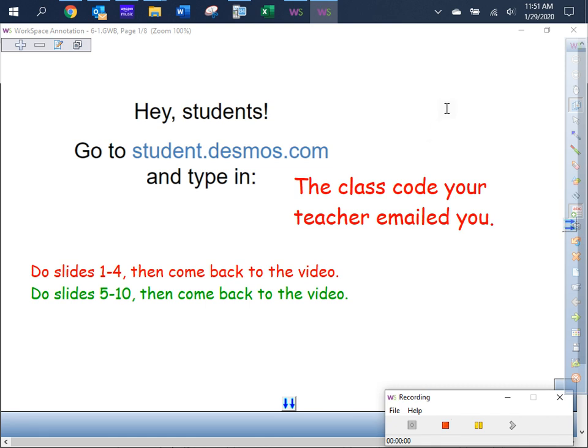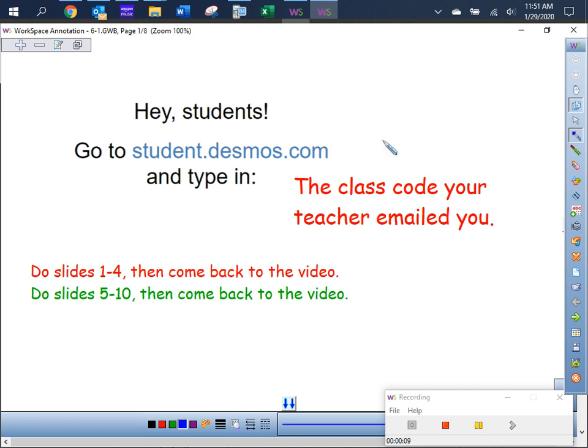What's up, guys? We should be doing a nice little 6-1 here about inverses, and we started the lesson off with Desmos. So your teacher should have emailed you the code for you to get in for Desmos. Go to student.desmos.com, and here's what we'll do. It's kind of doing in little chunks.